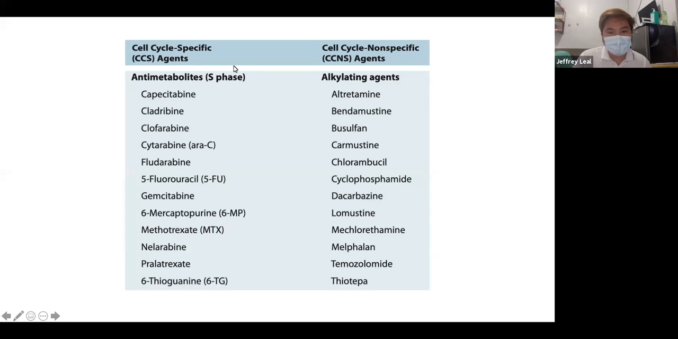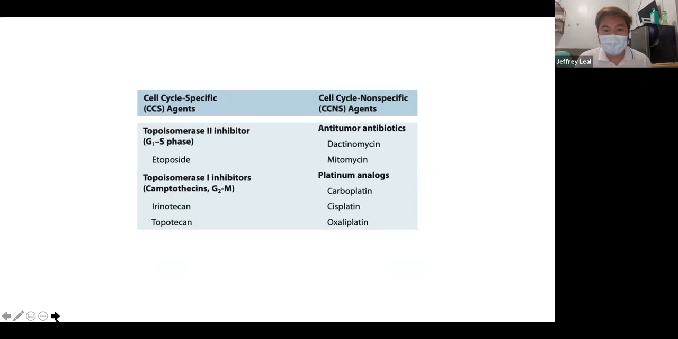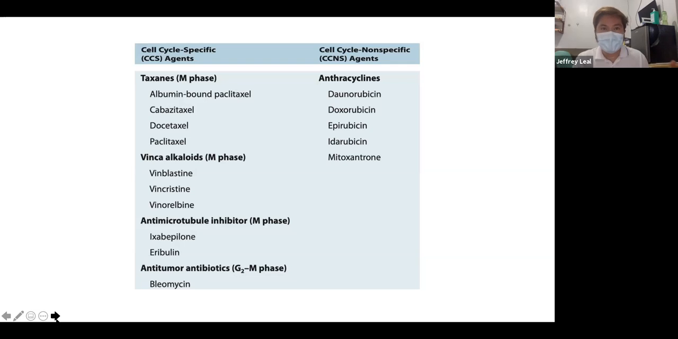So these are the drugs under your cell cycle specific agents. We have the antimetabolites that are specific only for the synthesis phase of the cell cycle. Okay, we have also the topoisomerase 2 inhibitors, which are specific for the G1 phase and synthesis phase. We have also the topoisomerase 1 inhibitors that are specific for the G2 to mitosis phase, and the taxanes, vinca alkaloids, and antimicrotubule inhibitors, which are specific for the mitosis phase only. And we have also anti-tumor antibiotics, the bleomycin, which is specific for the G2 to mitosis phase.